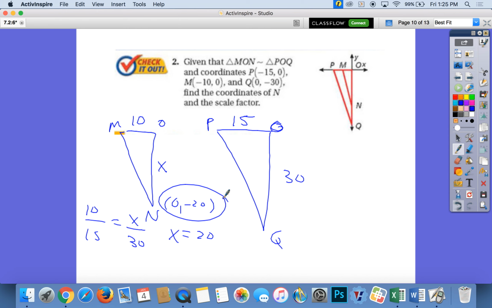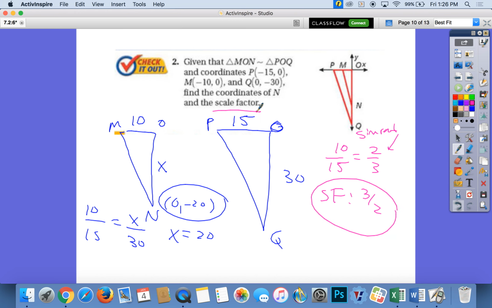Now, I know here, guys, this is what we have to be careful with. My similarity ratio going from my smaller to my larger is going to be 10 over 15, which simplifies to 2 over 3. However, the scale factor is going to be the reciprocal, 3 over 2. And that's what the question is asking for, the scale factor. So if I take my smaller coordinate and multiply it by 3 halves, then I'm going to end up getting 15. That's a way you can check and make sure that when you're going from one to the other, your scale factor is in the right order.